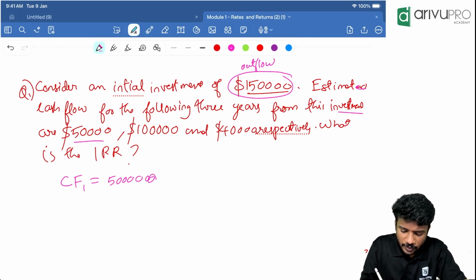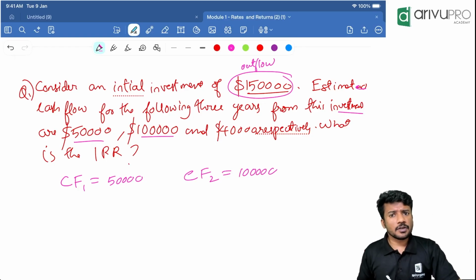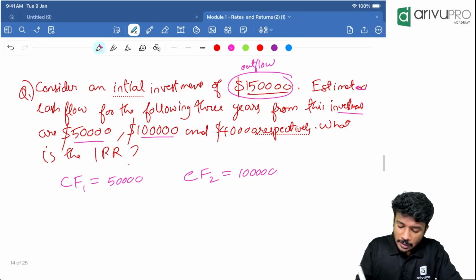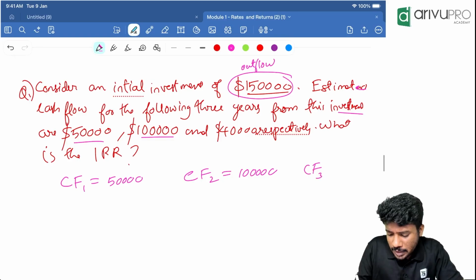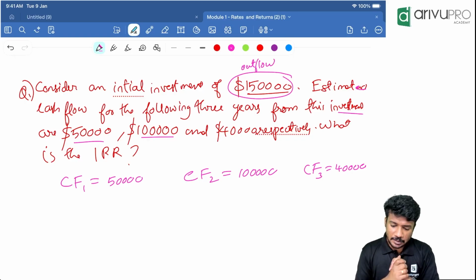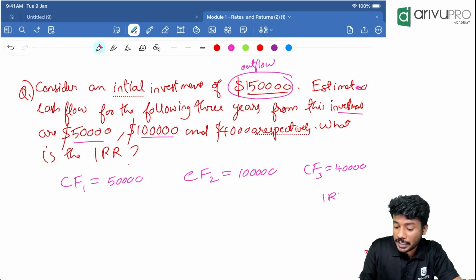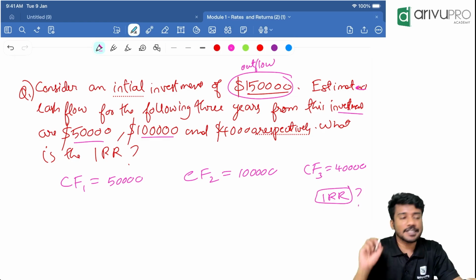$50,000. Okay, $50,000. Then cash flow for the second year is how much? That is nothing but $100,000 or $1 lakh. Okay, then cash flow for the third year is how much? $40,000. Okay, these all things are given. Then we need to find the value of IRR or internal rate of return is the question.